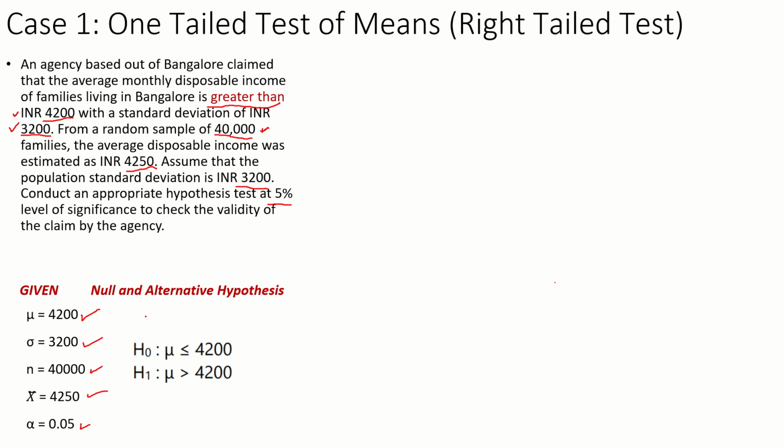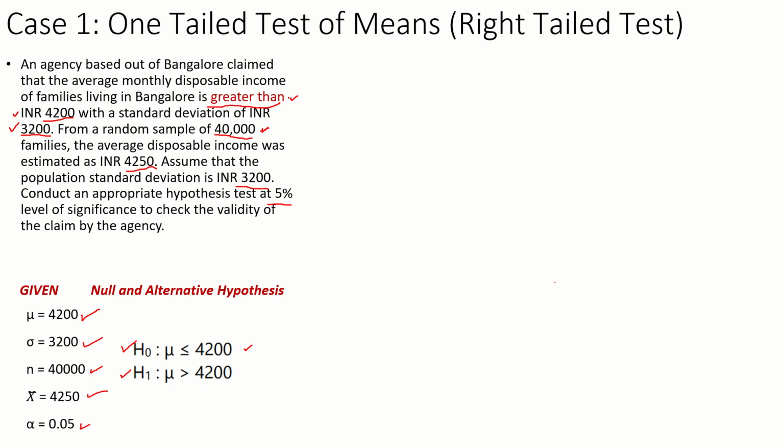So the null hypothesis and alternative hypothesis can be stated like this. This is the null hypothesis and this is the alternative hypothesis. Null hypothesis: mu is less than or equal to 4,200, and alternative hypothesis H1: mu is greater than 4,200. Let us understand this. What is the claim? The claim is greater than. A claim is made because it is questioning one existing theory.